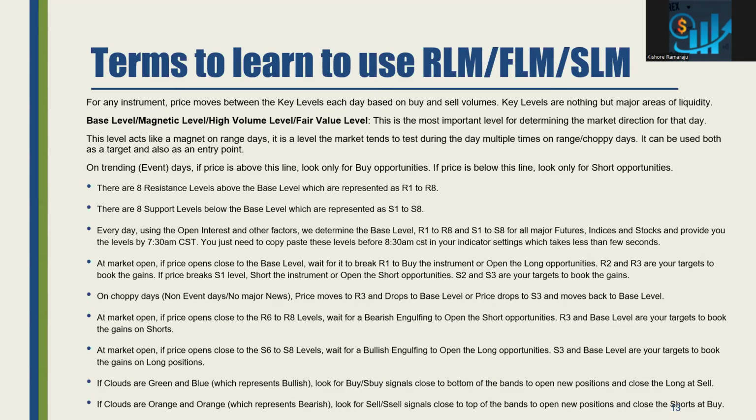In the same way, there are support levels below the base level. So if your 100K is the base level, then 99K is your support 1, 98K is support 2, 97 is support 3, 95 is support 4, 90K is support 8. So at the base level, you have 8 levels up and 8 levels down. The levels above are called resistance levels. The levels below are called support levels.